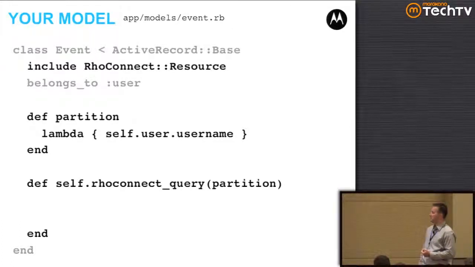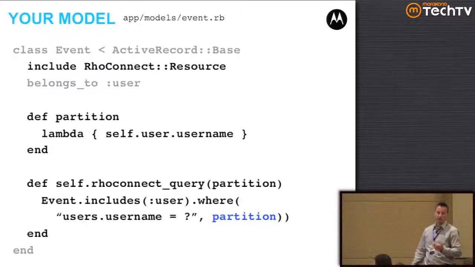And then the final piece is I need to define my data set that's going to be used for a query. And again, it's using this partition. So what happens is when the device will synchronize, it'll tell my application, hey, I'm Lars, where's my data? And the RhoConnect server plugin will execute this method, passing in Lars as the key. So I can do a simple active record query here that will give me all of the data associated for the Lars user.